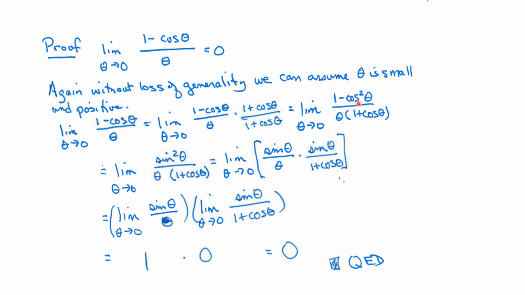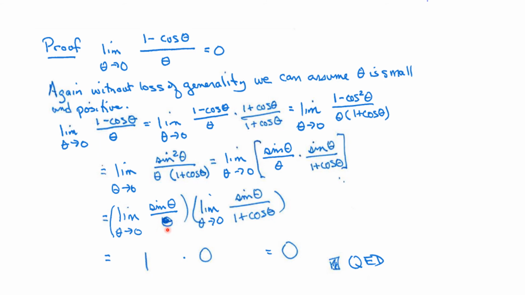But 1 minus cosine squared theta is known to be sine squared theta. And I'm leaving the denominator the way it is. But now I'm going to use the fact that this is the limit of a product. So this is the product of the limits. So I'm taking one of these sine thetas over theta and putting it here. But then what's left is sine theta over 1 plus cosine theta. But the limit of the product is the product of the limits. So this is a limit as theta goes to 0 of sine theta over theta.